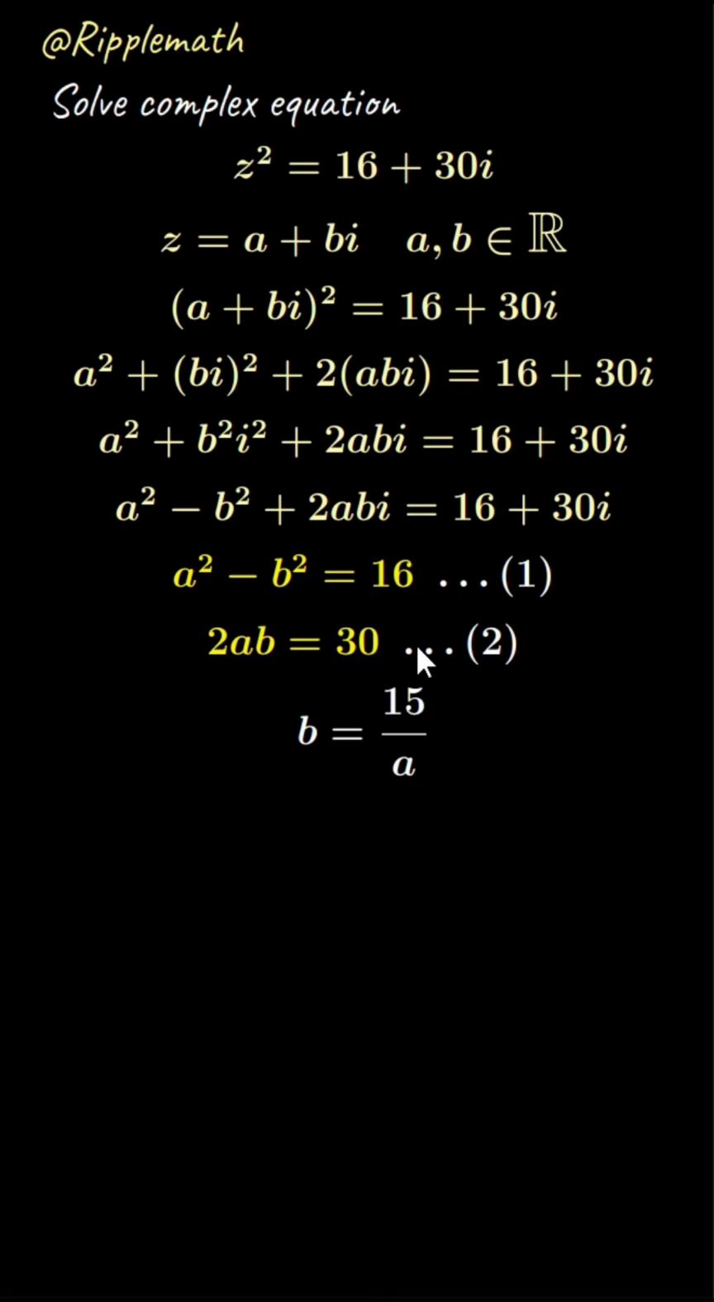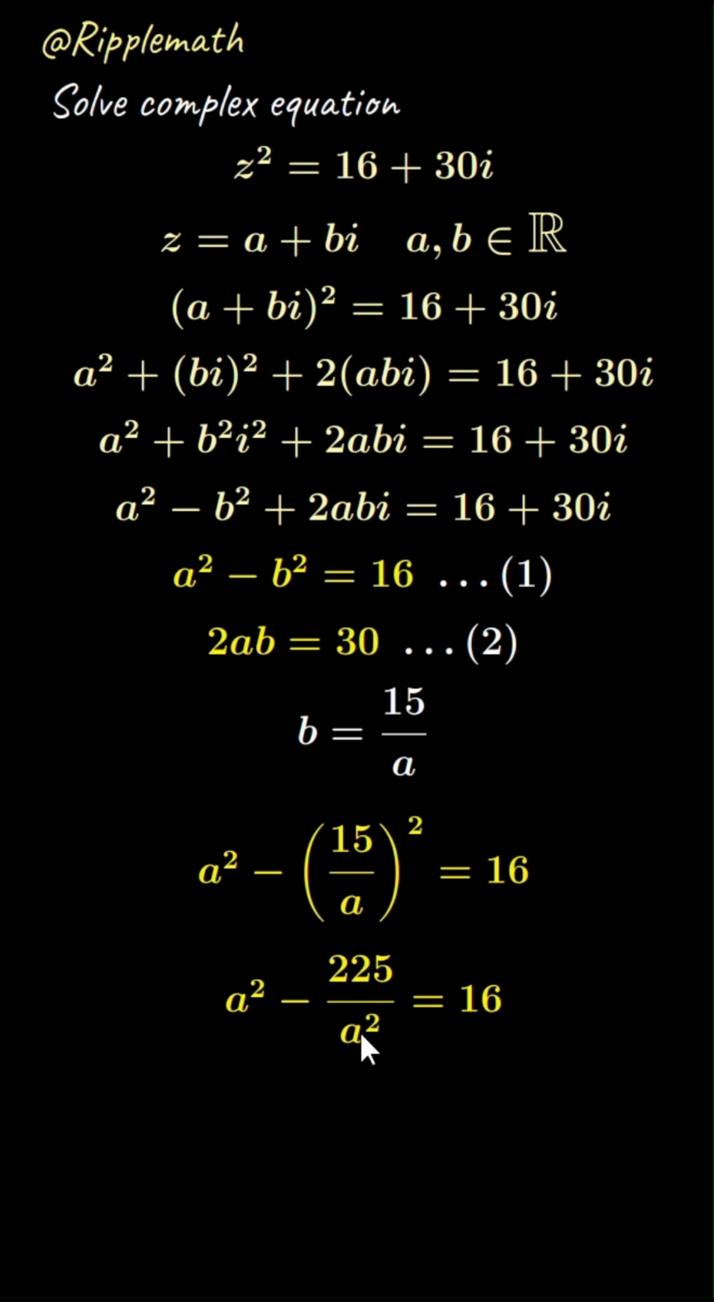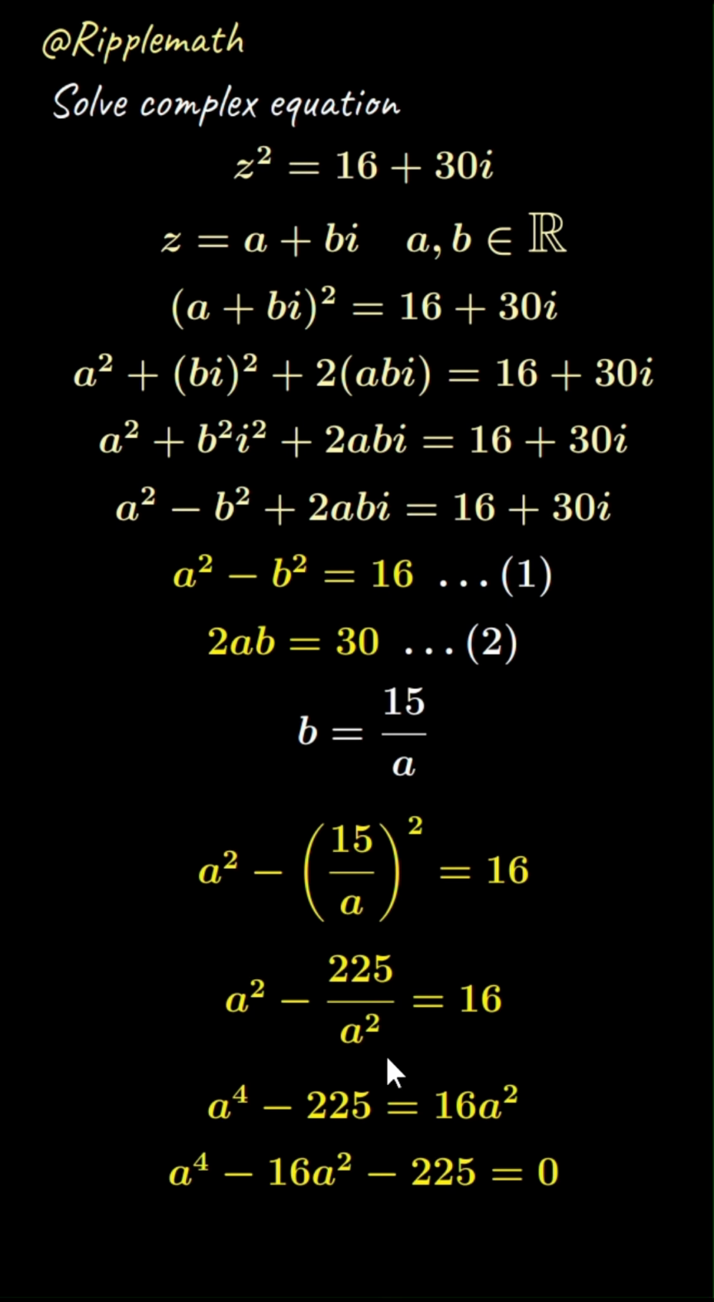Now what we're going to do is make b the subject of that second one. The 2 will cancel, so it'll be b equals 15 over a. You plug that into the first one there, do a bit of algebra, and multiply through by a squared, so you've got a quadratic in a squared. See, that's a to the 4, that's a squared squared, and then that's an a squared there. So it's a quadratic in a squared.